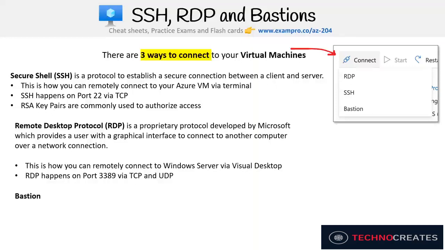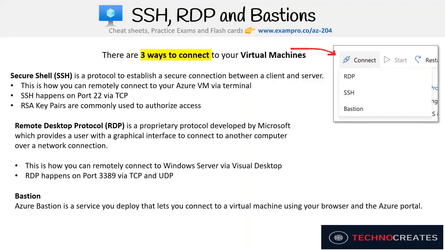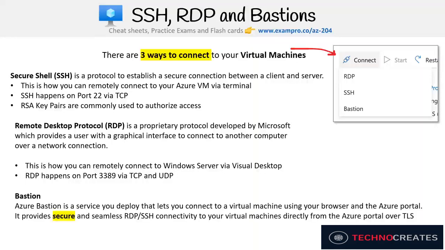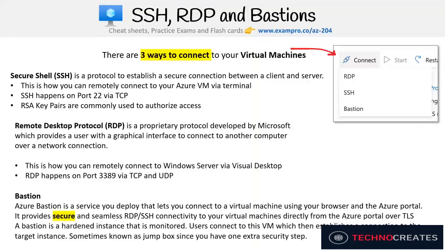Then you have your Bastion, which is your third option. Azure Bastion, which is actually an Azure service that you can deploy, lets you connect to a virtual machine using your browser and Azure portal. The reason why this is so useful is that if you have, let's say, a Chrome desktop, which can't actually use an SSH client or an RDP client, this just gives you another way of using the browser, so you don't have to install those clients. But we'll get into that shortly here, okay?